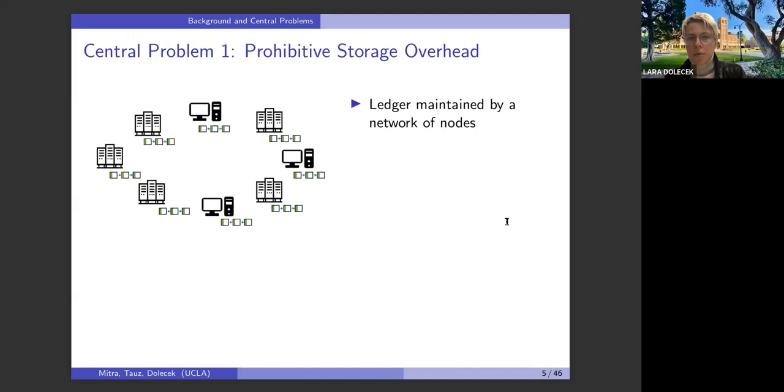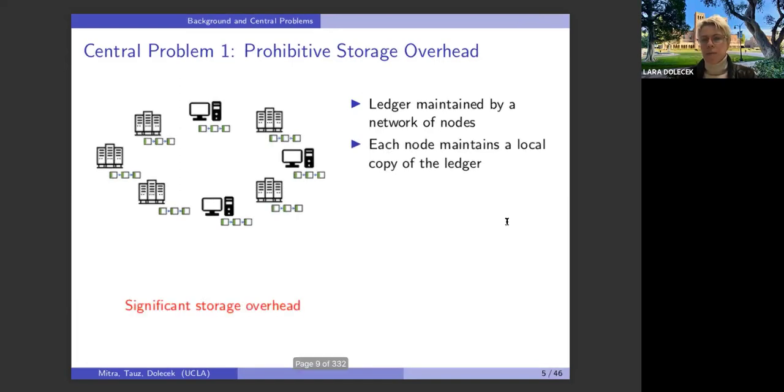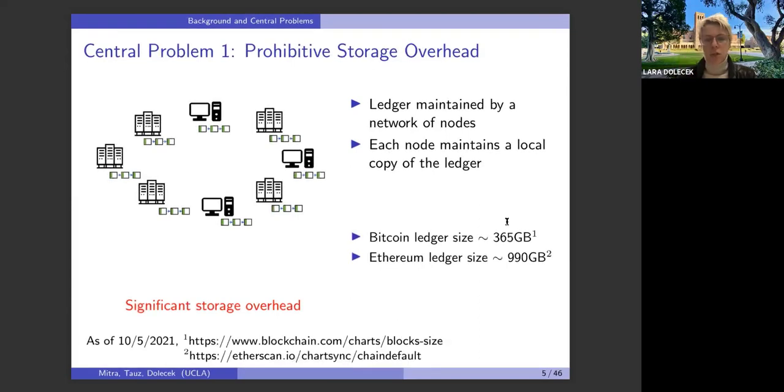So our first problem is the issue of prohibitive storage overhead. So here, because there is no centralization, this ledger of transactions is maintained by a network of nodes, in the sense that every node in the network maintains the exact very big copy of the entire ledger forever. And so, as you can immediately imagine, there is a significant storage overhead as a result. And we pulled the numbers just a few days ago. The ledger size in Bitcoin and related systems is already in hundreds of gigabytes. And of course, it's bound to grow even bigger than that.